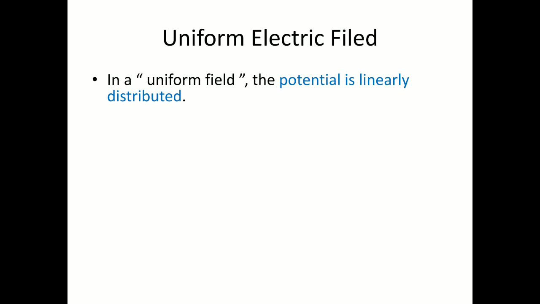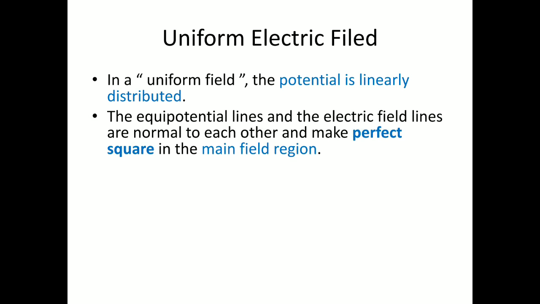Now let us discuss the concept of uniform electric field, then weakly non-uniform electric field, and extremely non-uniform electric field, and what will be the value of eta in these cases. So what is a uniform field? A uniform field is defined as a field where the potential is linearly distributed. That means there is a linear distribution of electric potential over the entire region.